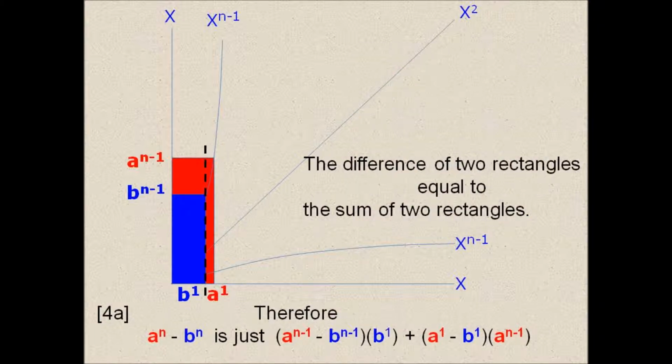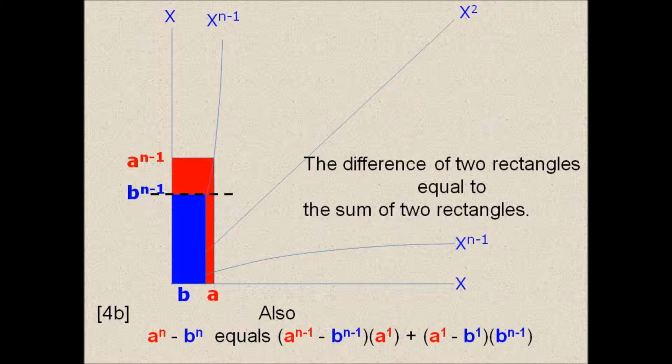Therefore, a to the n minus b to the n is just a to the power n minus 1 minus b to the power n minus 1, all multiplied by b to the power 1, plus a to the power 1 minus b to the power 1, all multiplied by a to the power n minus 1. The difference of two rectangles equal to the sum of two rectangles.